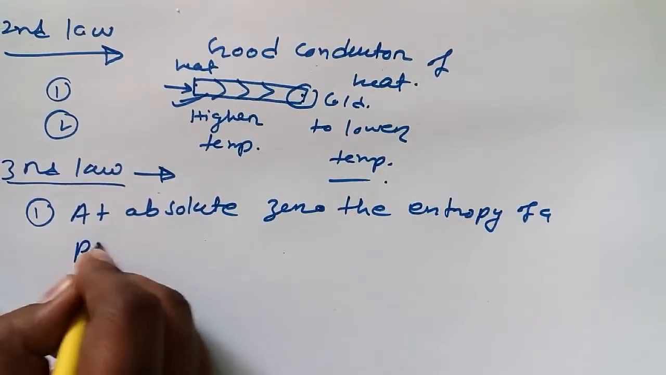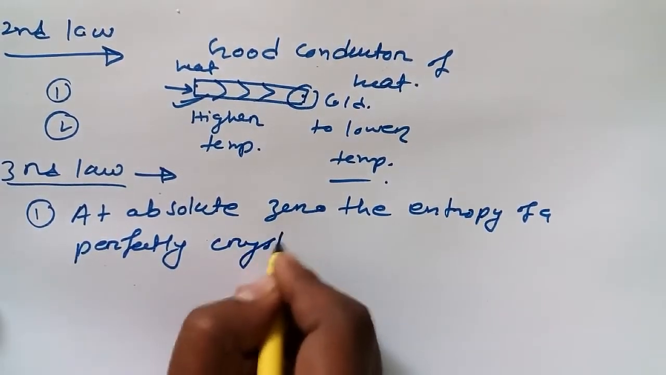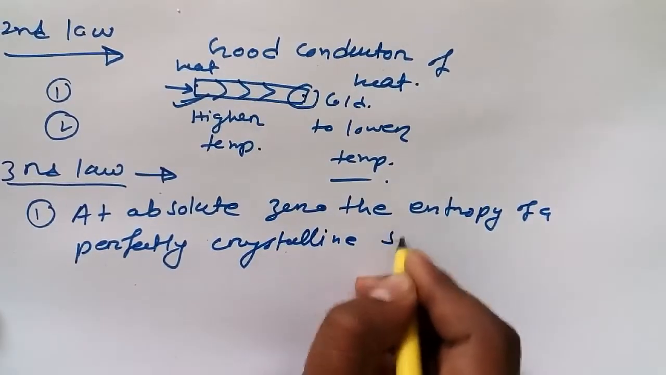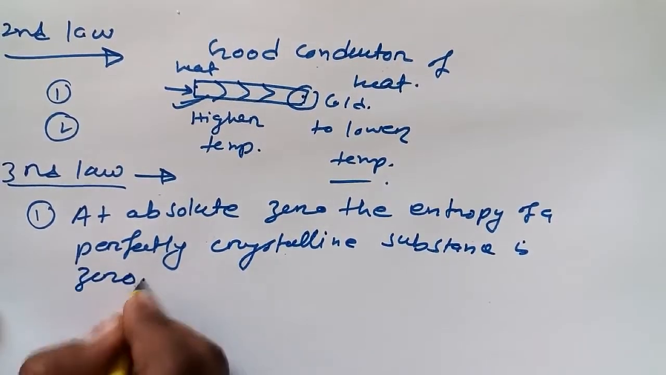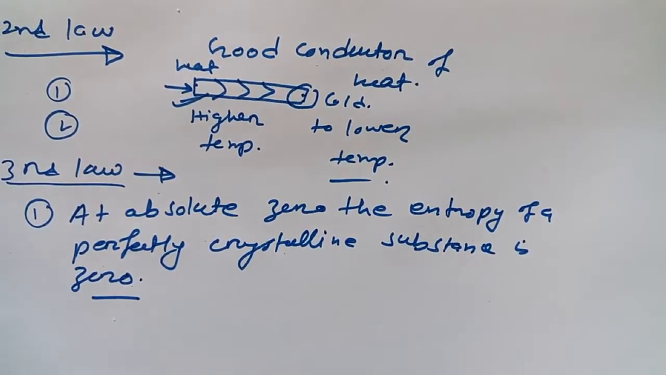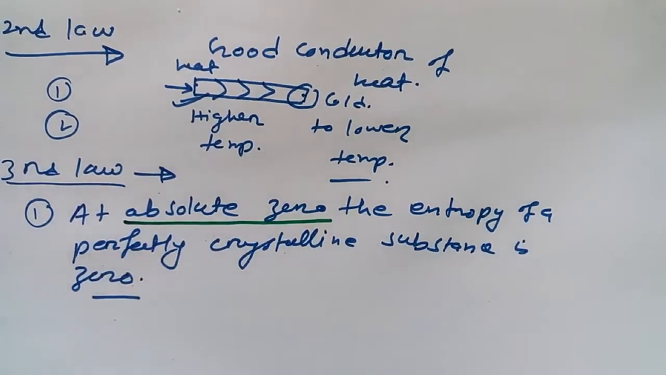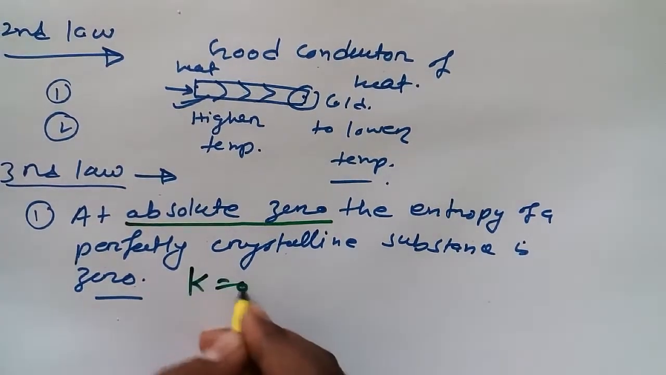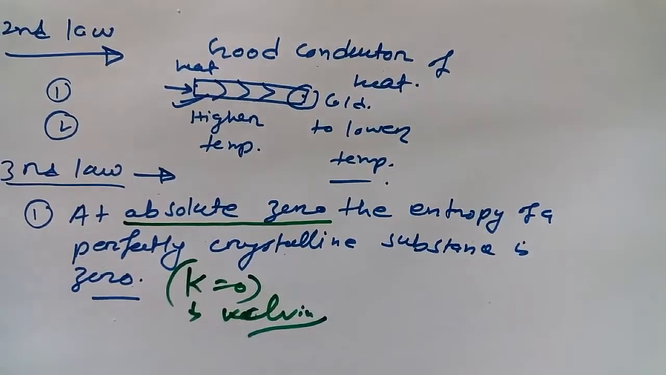of a perfectly crystalline substance is zero. At absolute zero, the entropy of a perfectly crystalline substance is zero. Now, the concept is: what is absolute zero? What is the meaning of absolute zero? There is only one thing you need to remember. Absolute zero means K is equal to 0, and K is Kelvin. This is one of the units of temperature.